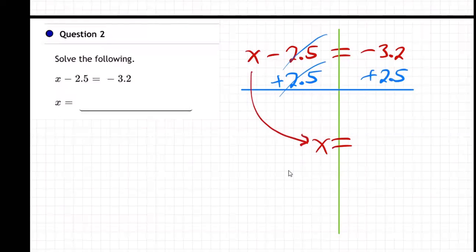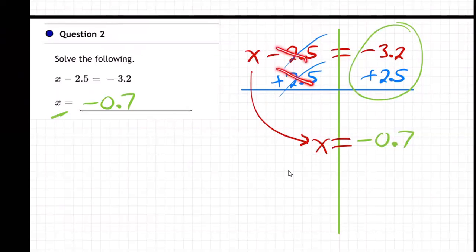And then the other side, just use your calculator. Whenever you have decimals added and subtracted, just use your calculator and you'll get minus 0.7. Minus 0.7. There it is. That's the answer for x. And so we always get x alone by doing the opposite of whatever's next to x. That gets x alone. And of course, why do we have to do the same thing to both sides?